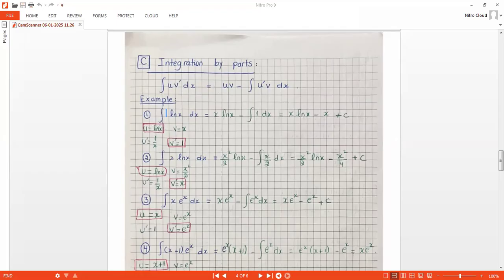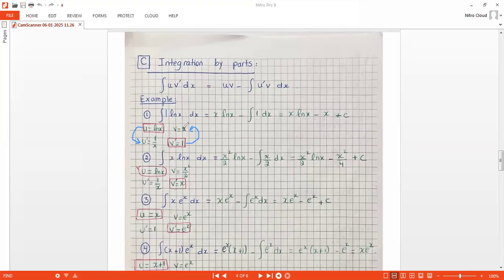Which one should be u and which one should be v prime? Of course, I'm going to pick ln x as u, because if I pick it as v prime, I have to do its integral. And I don't know how to find the integral of ln x. So I picked ln x to be u. So the derivative of u is 1 over x. And we picked 1 as v prime. The integral of v prime is x. So you choose 1 to find its derivative, and you choose 1 to find its integral.